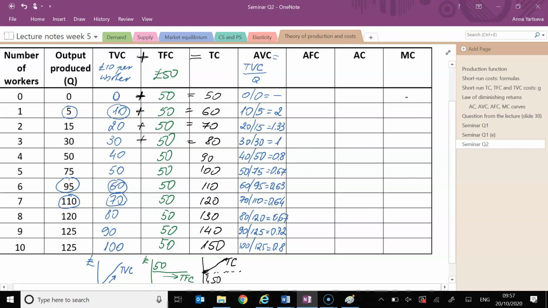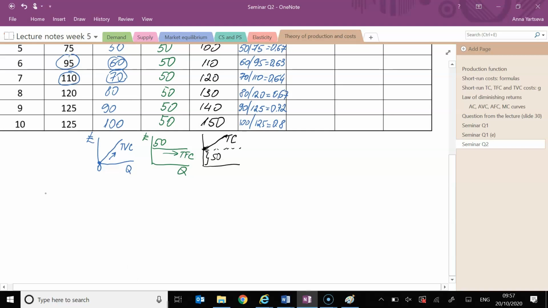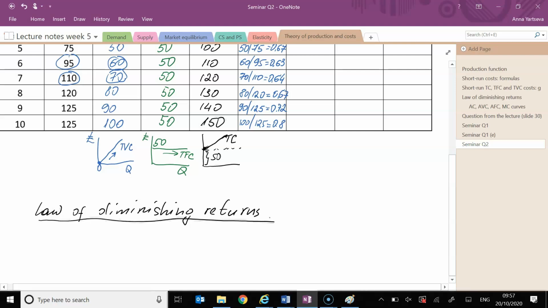Please pay attention. This particular example illustrates the law of diminishing returns. Let me just remind you what this is. Law of diminishing returns. This was part of the lecture. The definition might not be very straightforward, but the whole idea is actually quite simple.